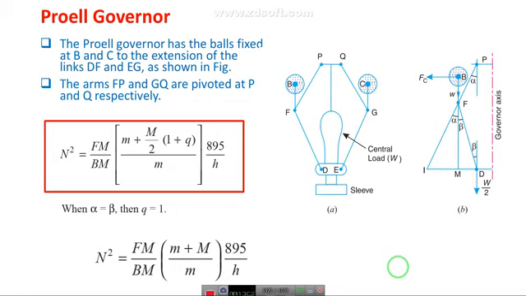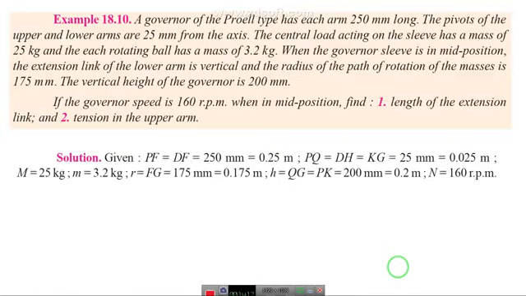So now, both are pivoted on the same axis, which means alpha is equal to beta and they make the same angle. So N square is equal to FM divided by BM into (m plus M). This q becomes 1, so 1 plus 1 becomes 2, and these two get cancelled. So (m plus M) divided by m into 895 divided by h gives the final expression. In that, we have one problem.